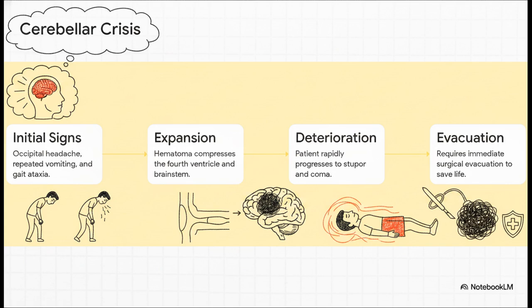Recognizing that initial ataxia and headache is absolutely critical, because once hydrocephalus or brainstem compression kicks in, immediate suboccipital decompression and evacuation is required. An EVD alone simply won't be enough to save them.